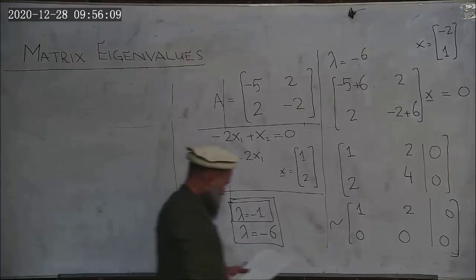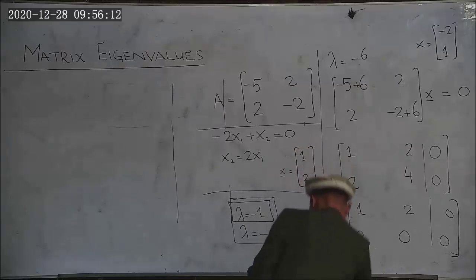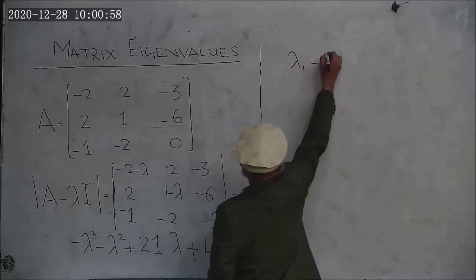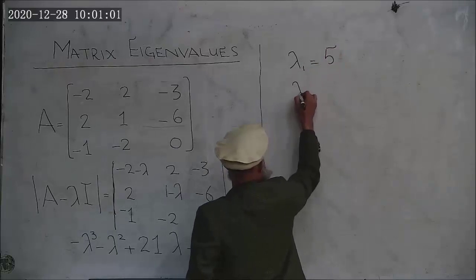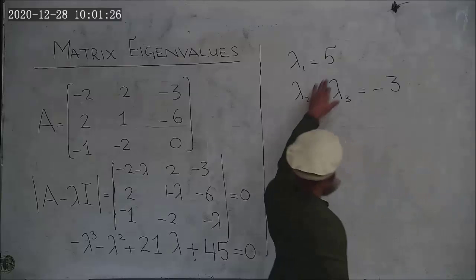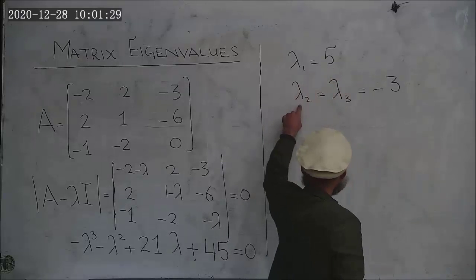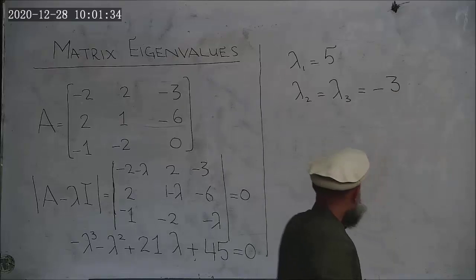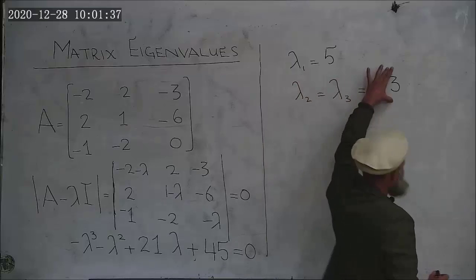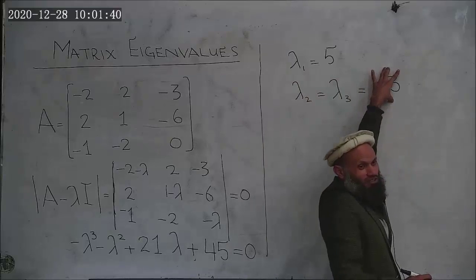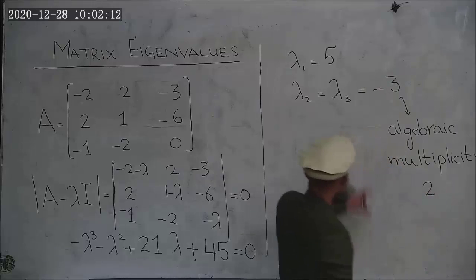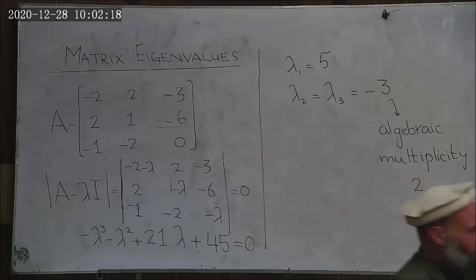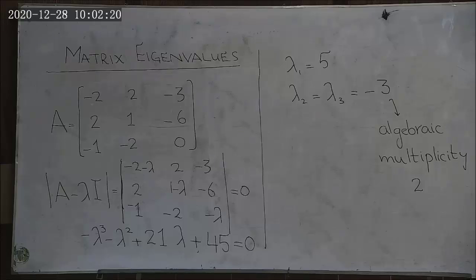So determine the eigenvalues and eigenvectors corresponding to this matrix. Please do it. So there is one eigenvalue at 5 and two eigenvalues at -3. So we say that this eigenvalue has algebraic multiplicity of 2. So find the corresponding eigenvectors.